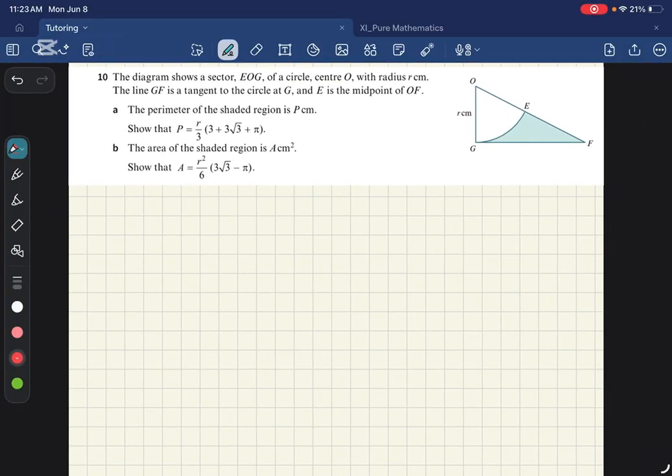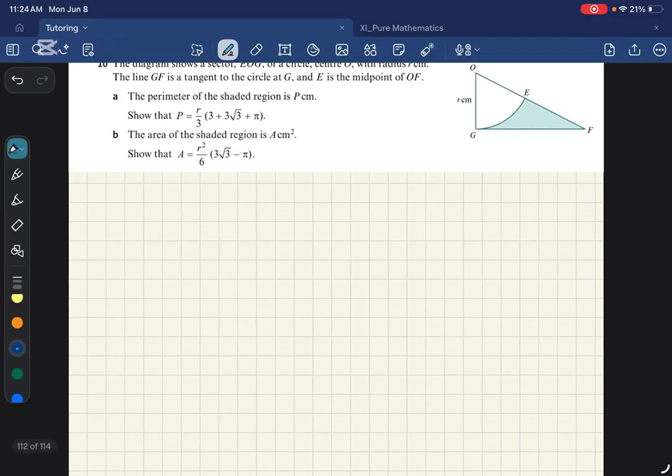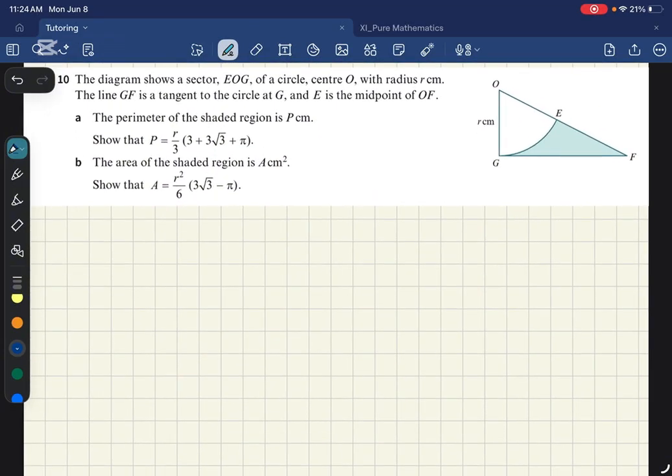Question 10. The diagram shows a sector EOG. So EOG is a sector of a circle, center O with radius R. The line GF is tangent to the circle at G. So that means that this is a 90-degree angle. That is all that it means. Because this is the radius, if this is tangent, then they must form a 90-degree angle.